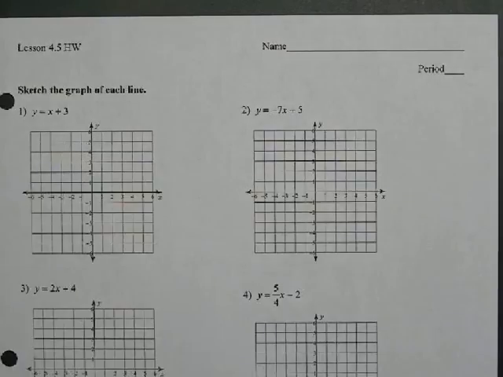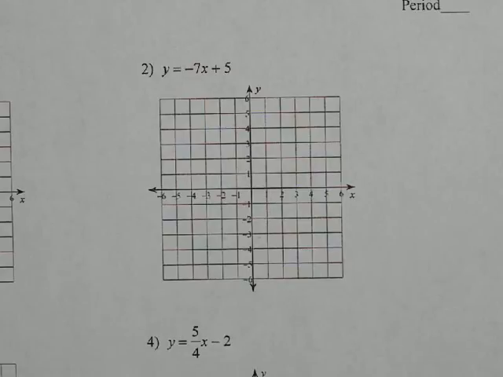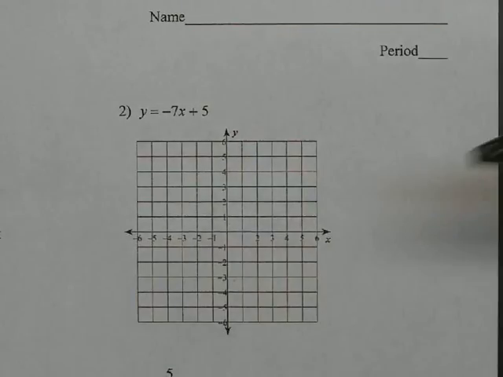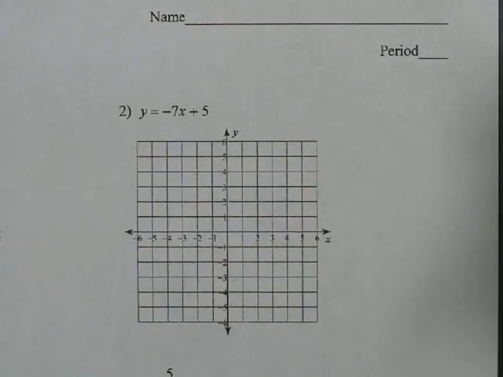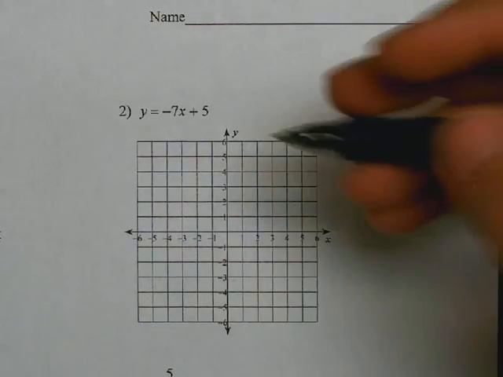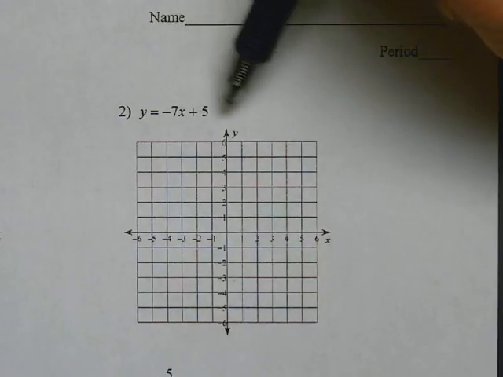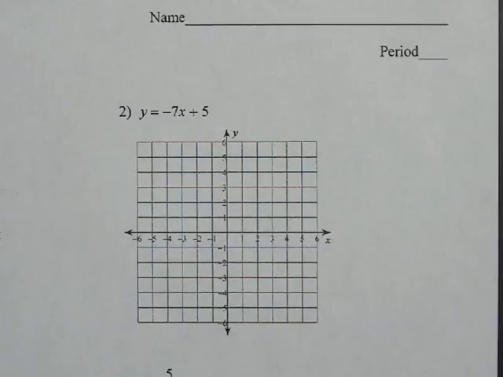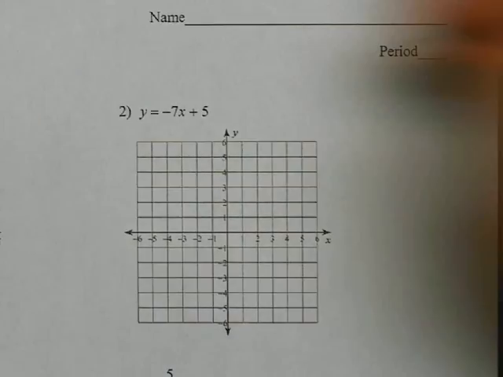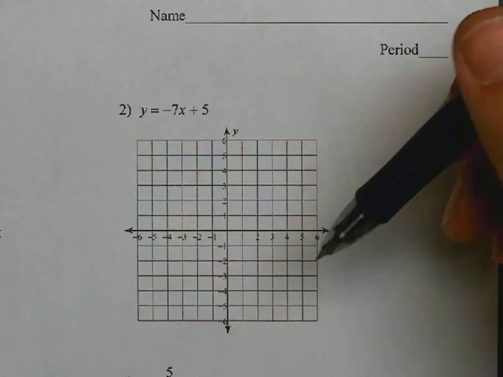All right, I'm going to do number 2. Let me zoom in just a little bit. The very first step is to make sure the equation is in slope-intercept form, which is y equals mx plus b. Right here we have y equals negative 7x plus 5, which fits y equals mx plus b. That's our first step. All the problems on this homework, 1 through 6, are in slope-intercept form.